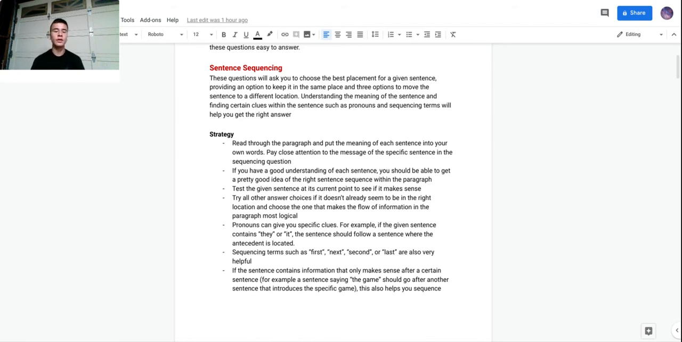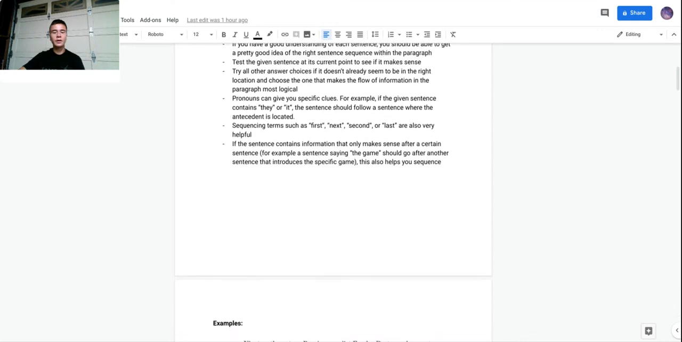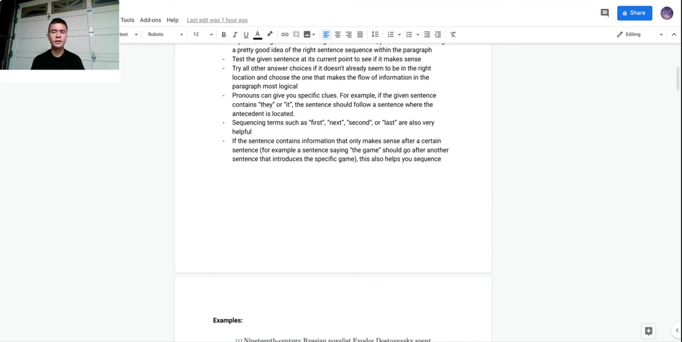Pronouns and sequencing terms can help you get a pretty good idea of where it should go. If the sentence contains a pronoun like they or it, then it should follow a sentence where the pronoun they or it has already been explained. You'll see what I really mean when I solve these questions later. They'll also often contain sequence terms such as first, next, second, last, finally, stuff like that. And if the sentence contains information that only makes sense after a certain sentence, then this also helps you sequence. I'll explain that later too.